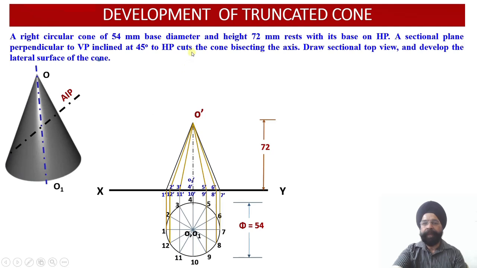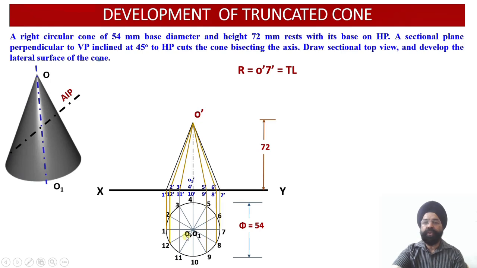Now we are given that an AIP which is inclined at an angle of 45 degree, it is going to bisect the axis of the cone. So this axis of the cone is O dash and O1 dash. This is O dash, this is O1 dash. Now one thing must be clear, that first of all we need to draw the development of the uncut cone over there. Then we will see how the cutting is done, and then the rest of the procedure will be followed.